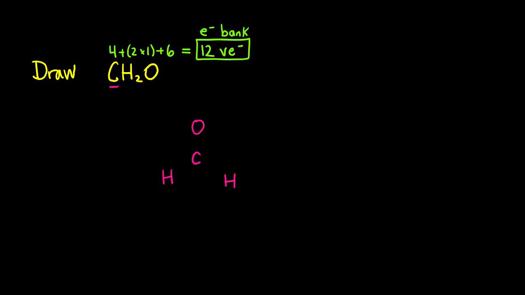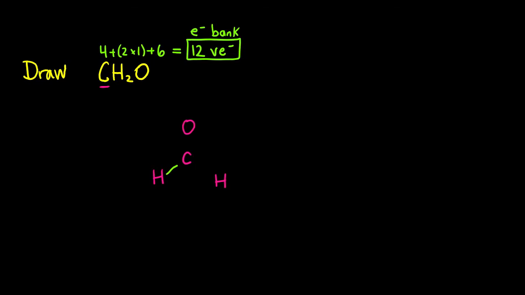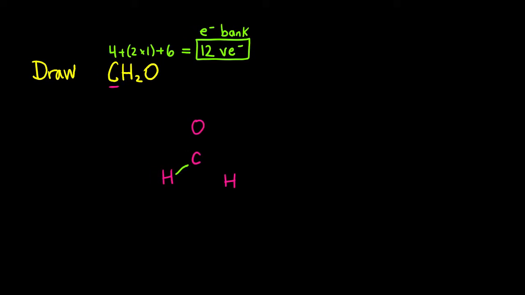Of those 12 valence electrons, I'm going to bond everything just once. This uses 1, 2, 3, 4, 5, 6 of my valence electrons. So 12 minus 6 equals 6 valence electrons remaining. What you should do first when you have those valence electrons that remain after bonding is spread them out as much as you possibly can.